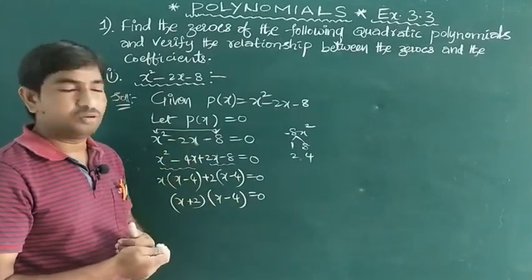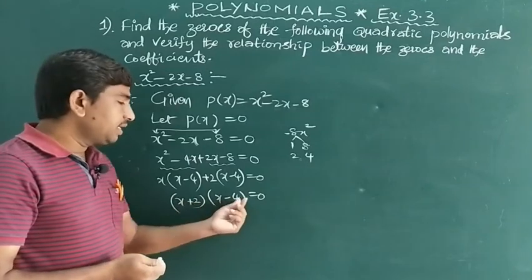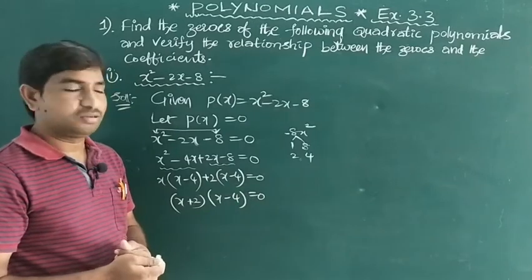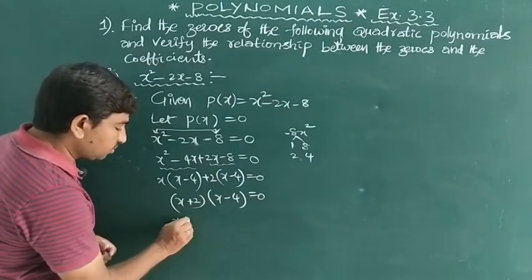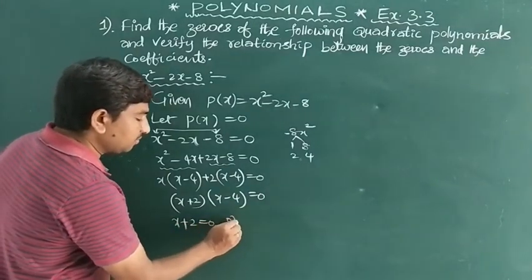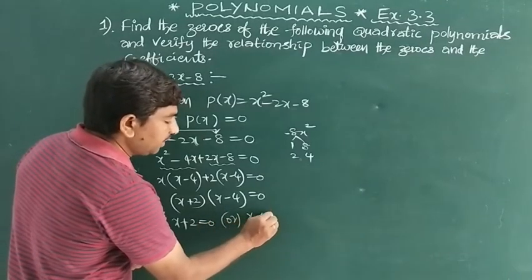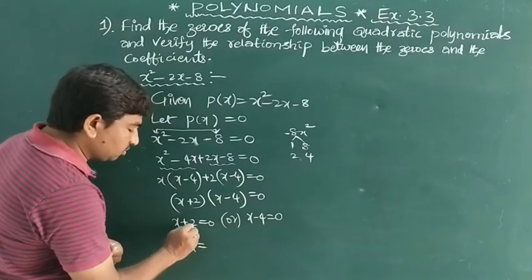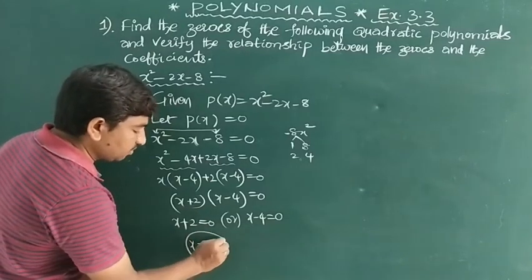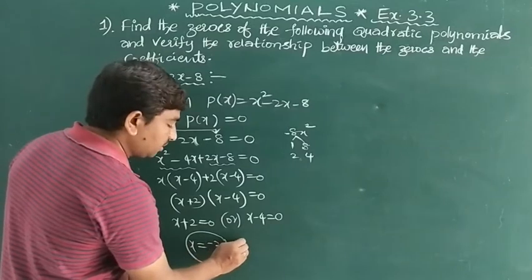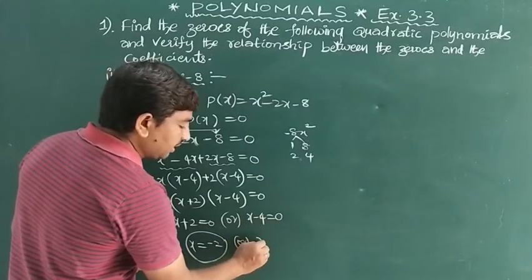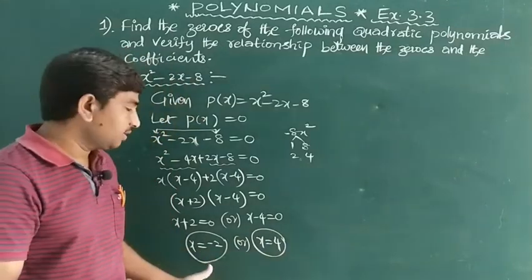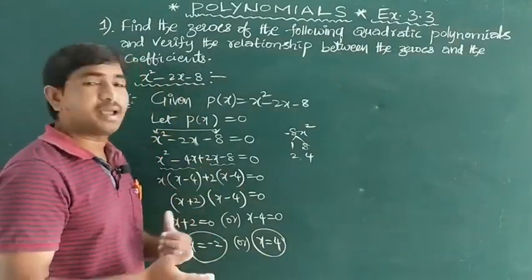Now to find the zeros: if a into b is equal to 0, either a is equal to 0 or b is equal to 0. So we take x plus 2 equal to 0 or x minus 4 equal to 0. x plus 2 is equal to 0 means sending 2 outside, we get minus 2. So x is equal to minus 2 is one of the zeros, and sending minus 4 outside, we get x is equal to 4. So 4 and minus 2 both are the required zeros for this polynomial.